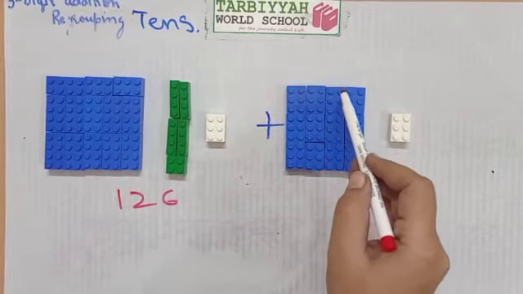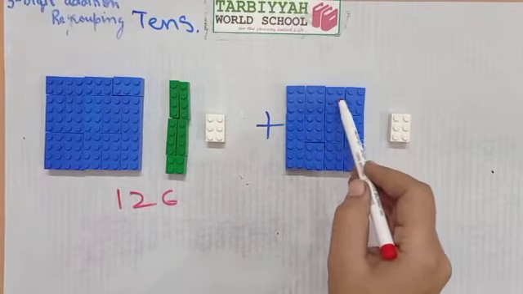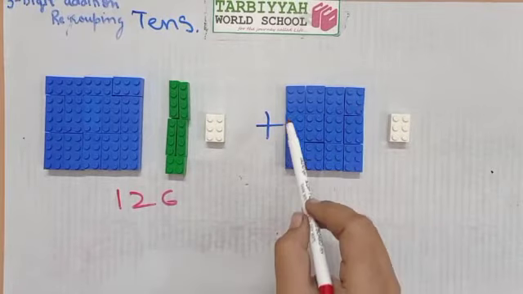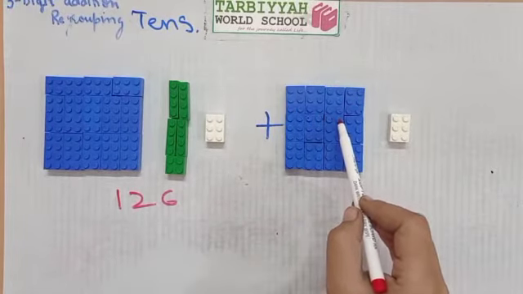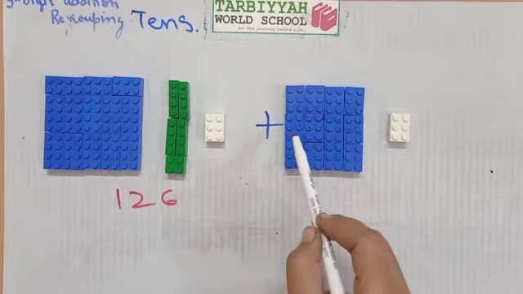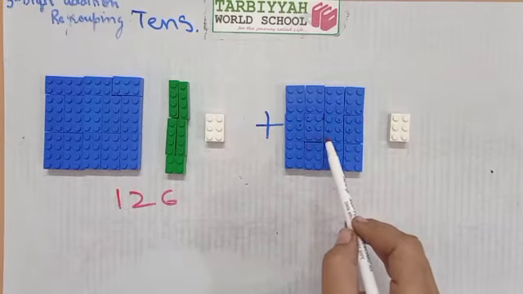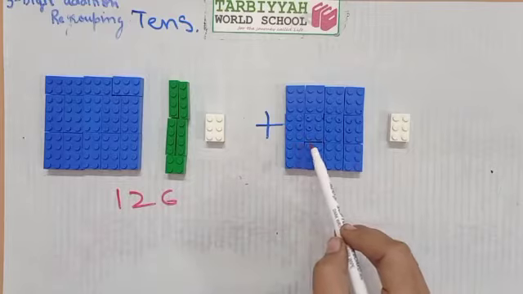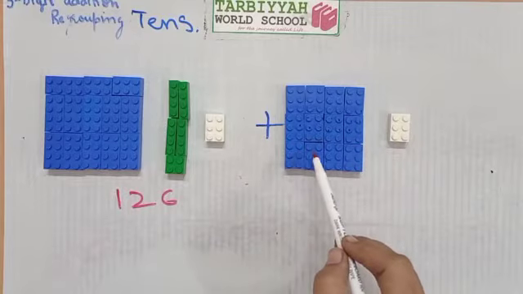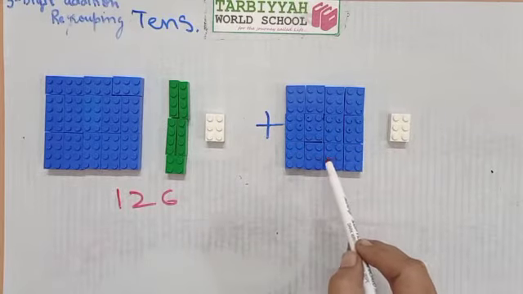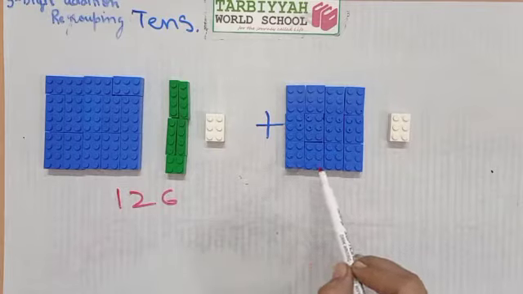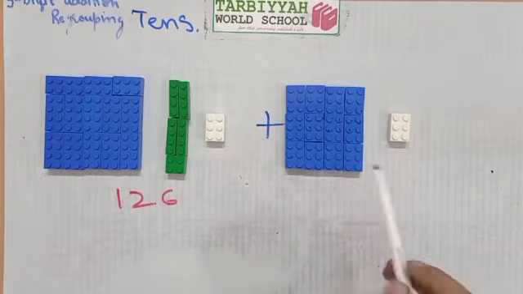1, 2, 3, 4, 5, 6, 7, 8, 9, 10, up to 20, 21 up to 40, 41 up to 60, 61, 62, 63, 64, 65, 66, 67, 68, 69, 70 and 71, 72.